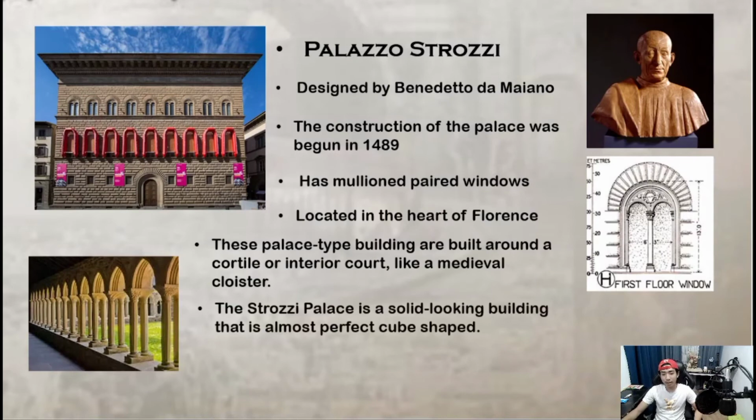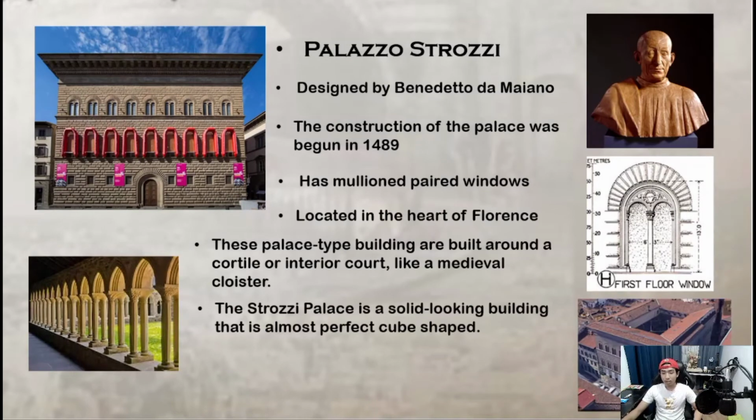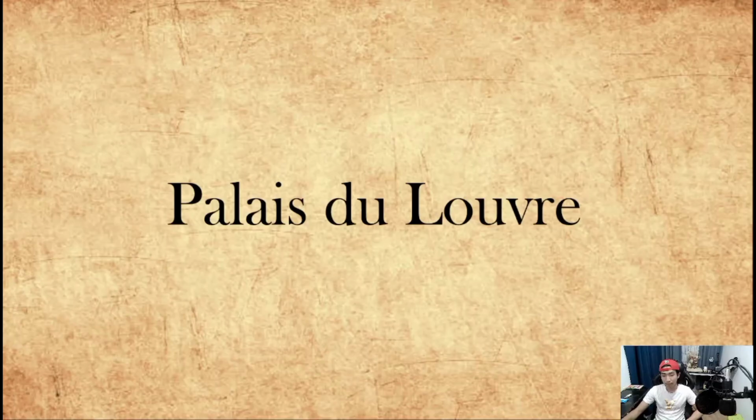Next, the Strozzi Palace is a solid looking shape that is almost a perfect cube. So this is the image from a bird's eye view. I will not say that it was a perfect cube, but as it says on the slide, it was almost a perfect cube shape.